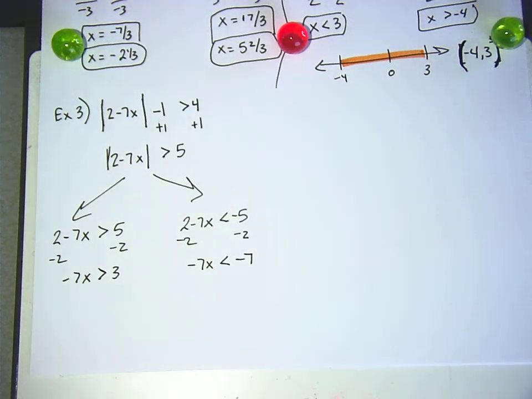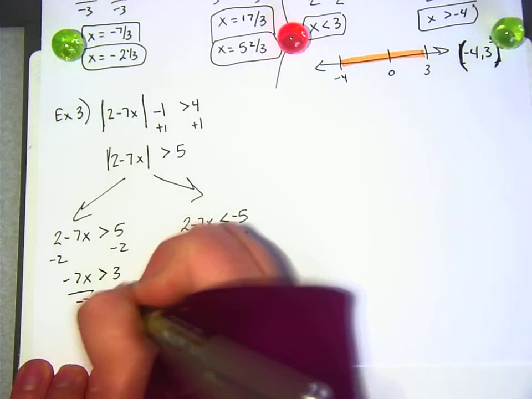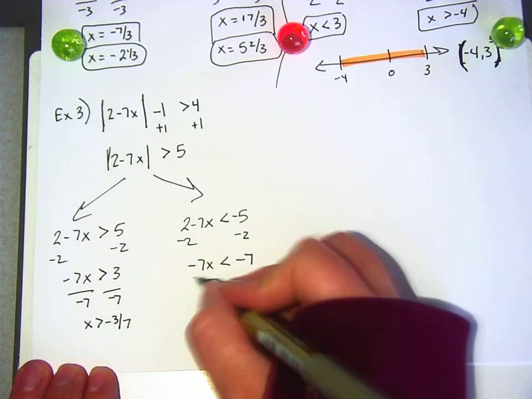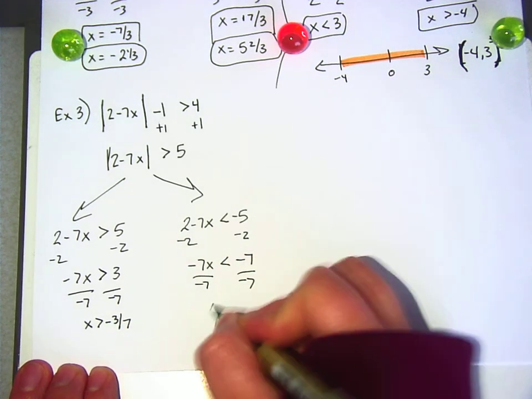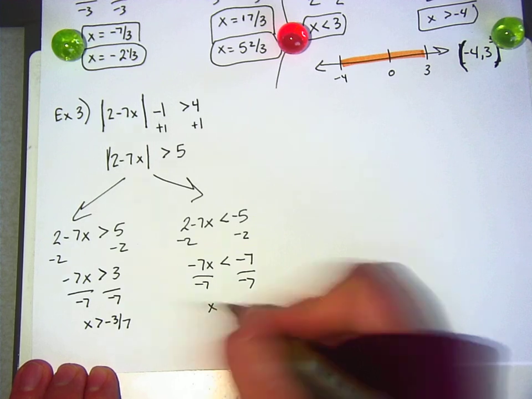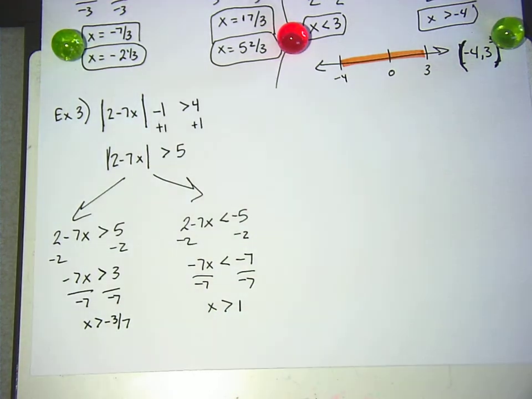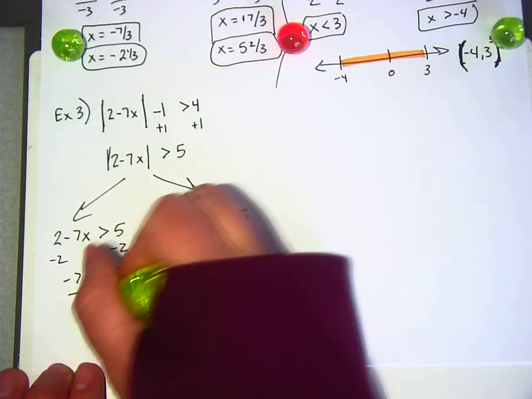When you divide by a negative 7, what do you have to do? Flip the sign. You didn't flip the sign. I didn't, even though I announced it first.